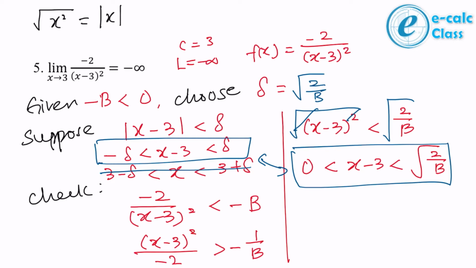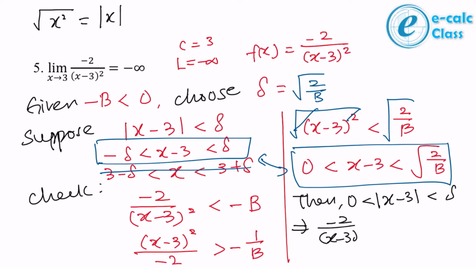Then what does it mean? Okay, then your x minus 3 smaller than delta, greater than 0, means your negative 2 over x minus 3 square smaller than negative b, means your f of x smaller than negative b. And your negative b is smaller than 0, obviously. So by the precise definition of infinite limits, this is actually negative infinity.